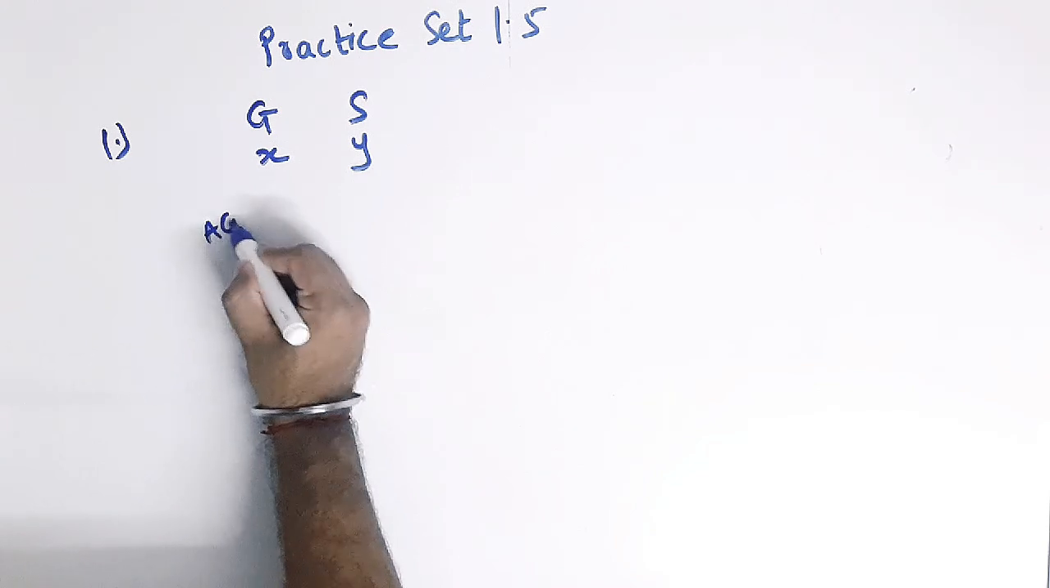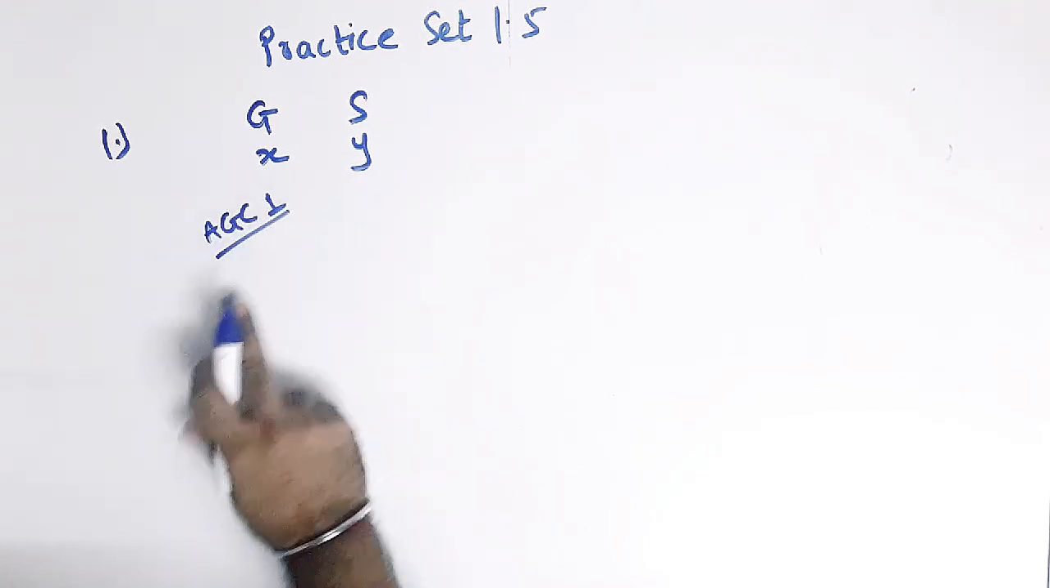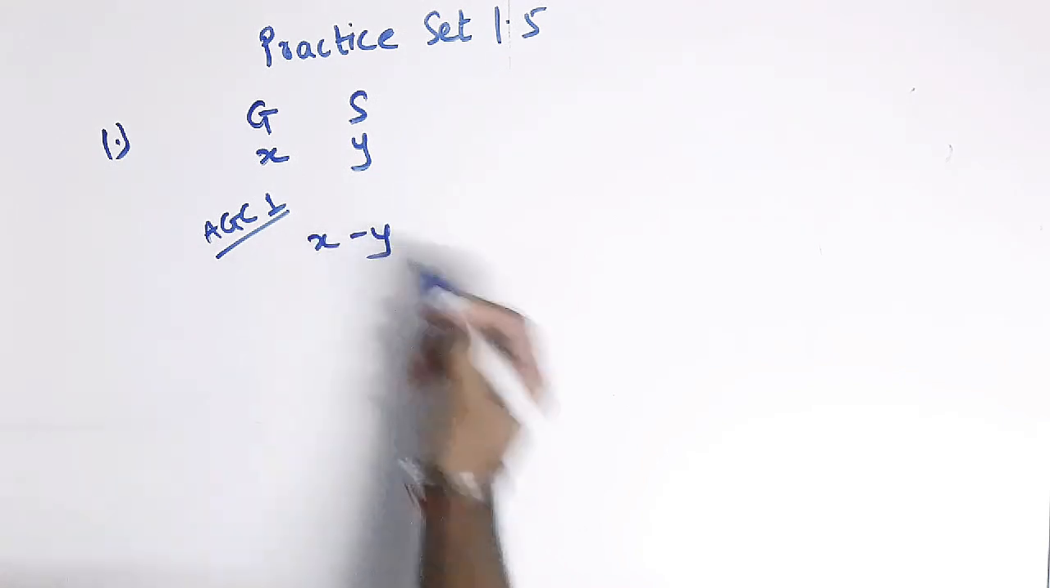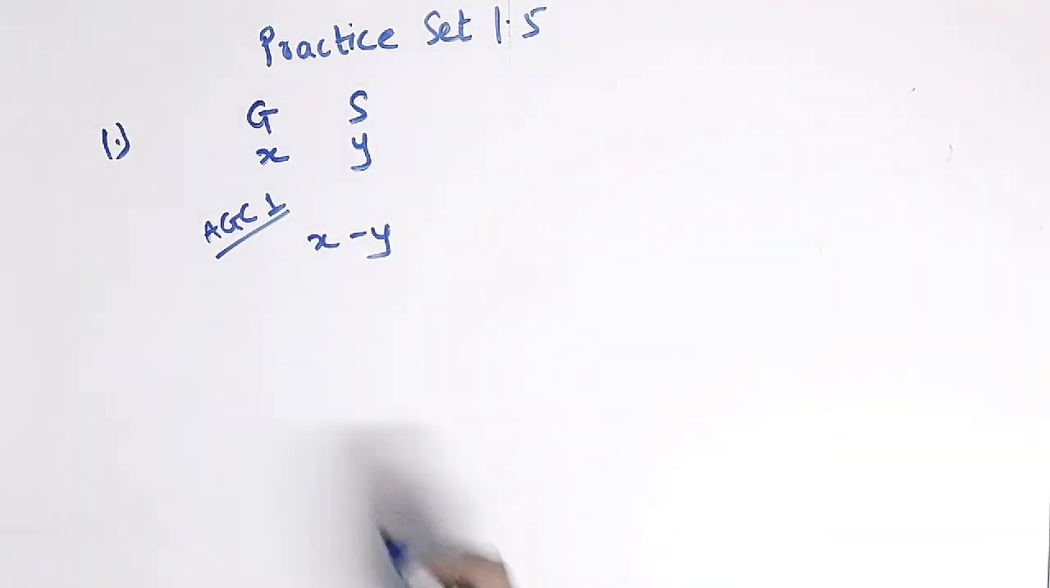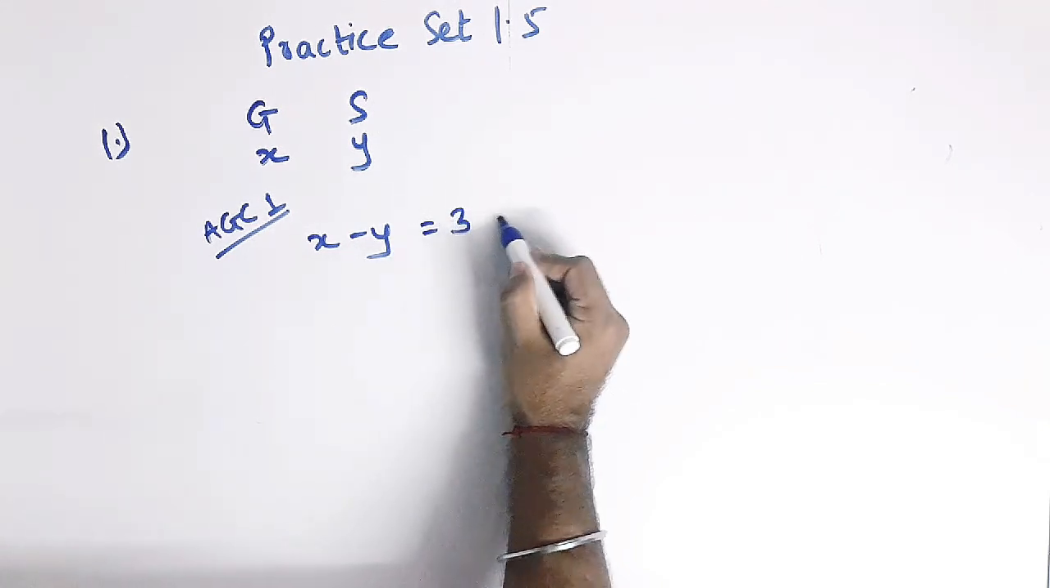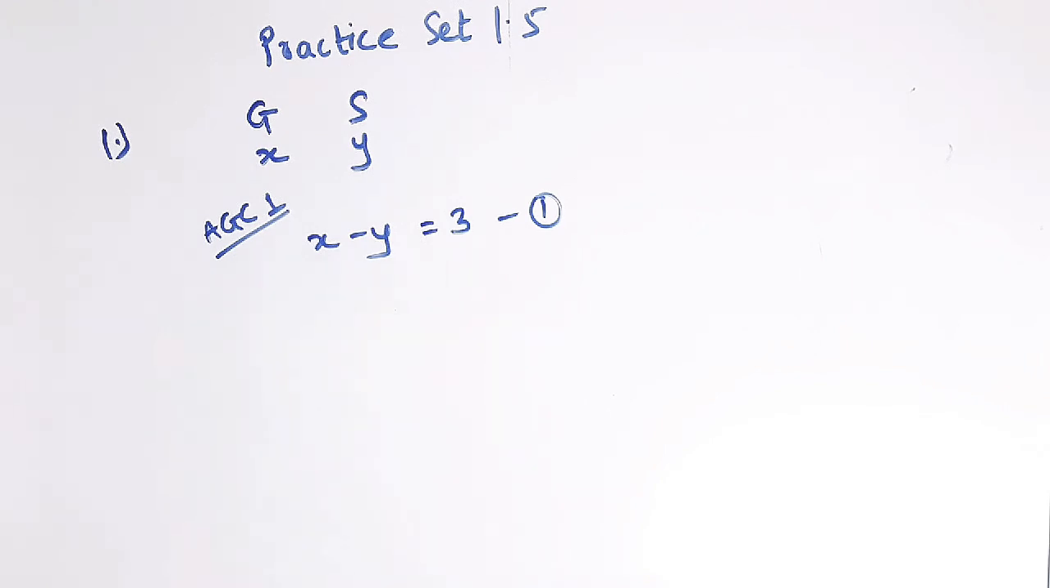So according to given condition 1, x minus y equals to 3. Because the difference of two numbers is 3, so you will write x minus y equals to 3.